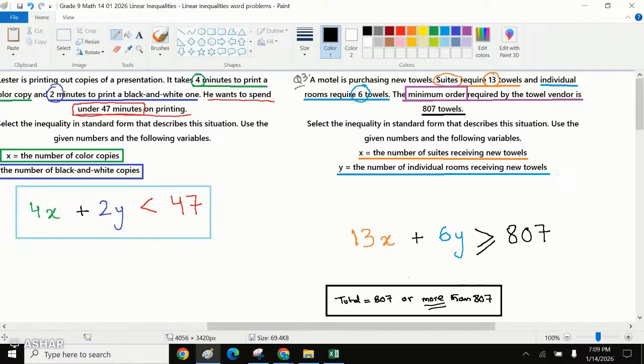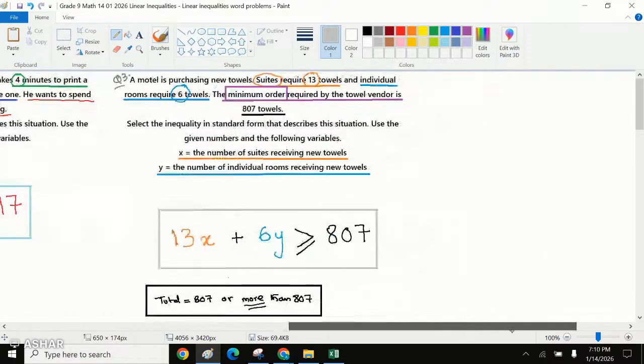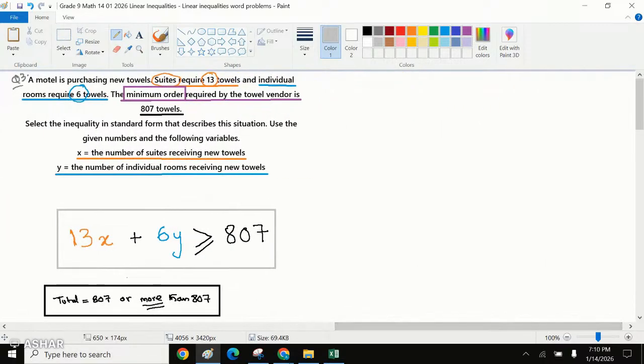That means the required number of towels in the two categories of rooms could be equal to 807. We put an equal sign, or it could be more than 807, right? So we write greater than equals to. Do we agree on this? Do we have an agreement? If there is any question, kindly ask so that I would explain that right now. If there is no question, then we'll move on to the next one.